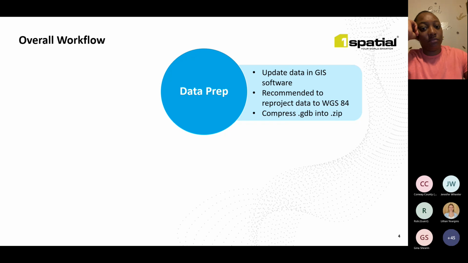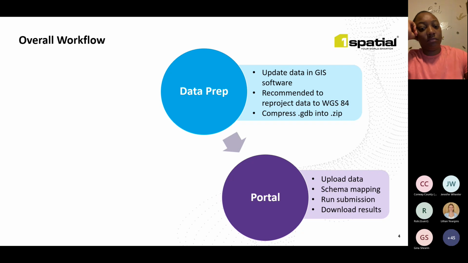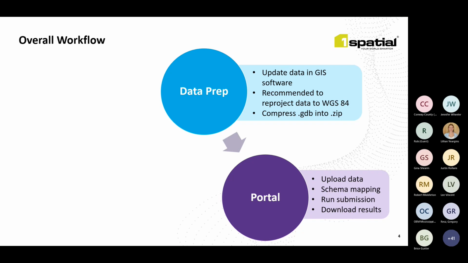Once we're done with our data prep, we can then take our data and submit it to the Enterprise Solution portal. This is a stepped process. So it goes through uploading the data. You're then going to map the schema from your source, from your uploaded data, to the schema that's within the Enterprise Solution portal. So you'll actually see the target schema that you need to map to, or you need to map from. You'll then run the submission.